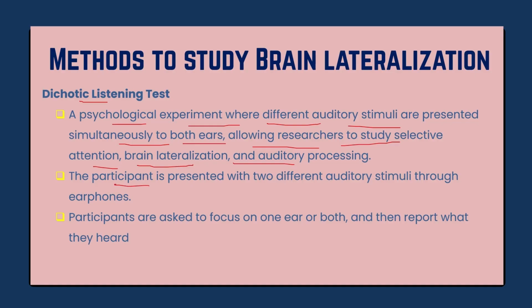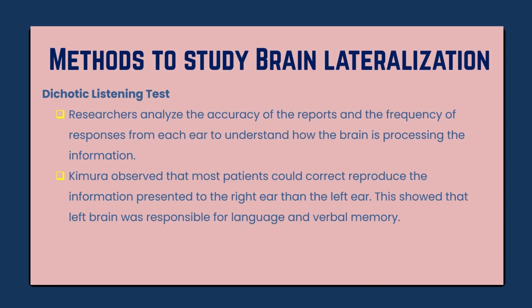The participant is presented with two different auditory stimuli through earphones. So, the left ear will be presented with one kind of auditory stimuli, and the right ear will be presented with another. Then the participants are asked to focus on one ear or both and report what they heard. Researchers analyze the accuracy of the reports and the frequency of responses from each ear to understand how the brain is processing the information.